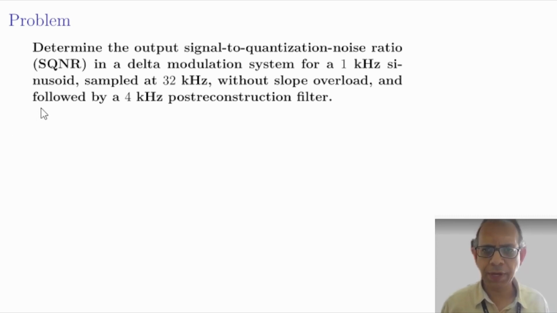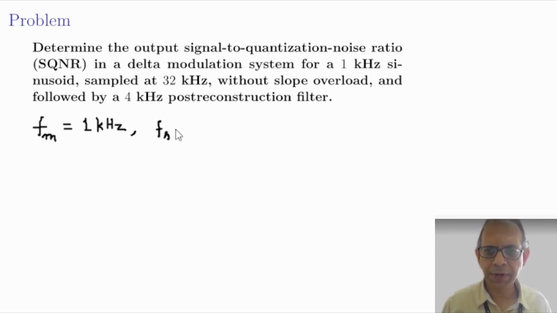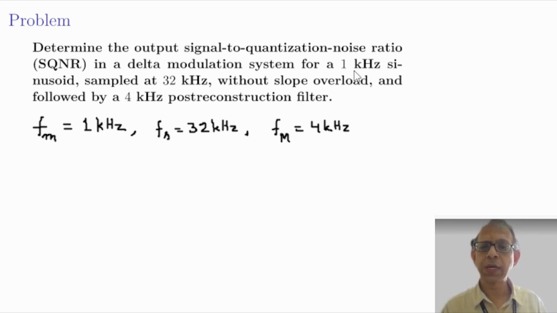So the data that is given is the signal frequency Fm equal to 1 kilohertz. The sampling rate Fs is given to be 32 kilohertz or 32 kilosamples per second. And the cutoff frequency of the low pass filter used as a reconstruction filter at the output is given to be 4 kilohertz. So F sub capital M equal to 4 kilohertz. Now we are supposed to compute the signal to quantization noise ratio SQNR under no slope overload condition.